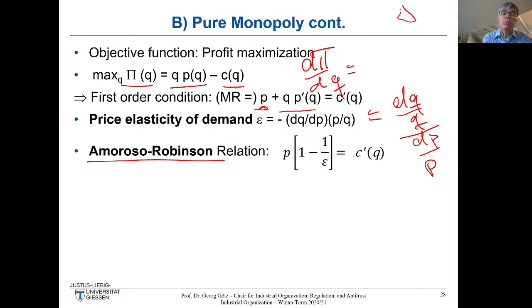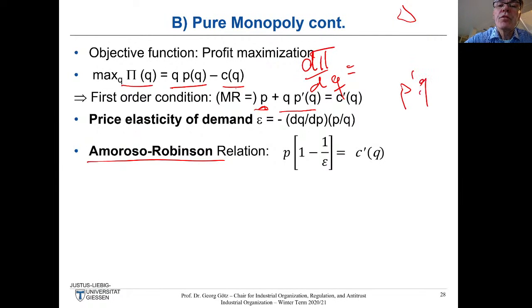Again, I probably confuse you with all my drawings here. P prime of Q, of course, is nothing else in terms of notation than dP dQ. So you have dQ dP, and this is just 1 over this, and it's straightforward to substitute that here. That should be clear.